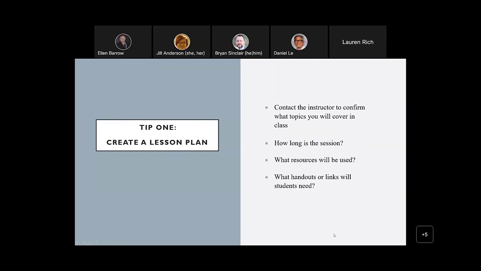Make sure you contact the instructor to find out what topics to talk about in class. You want to ask yourself, how long is the session going to be? What resources will be used? What handouts or links will students need? A lesson plan is sort of your roadmap to what you're going to do in the class. And another thing about contacting the instructor, you want to make sure that the resources that you share are the ones that the instructor and the students are really going to use.